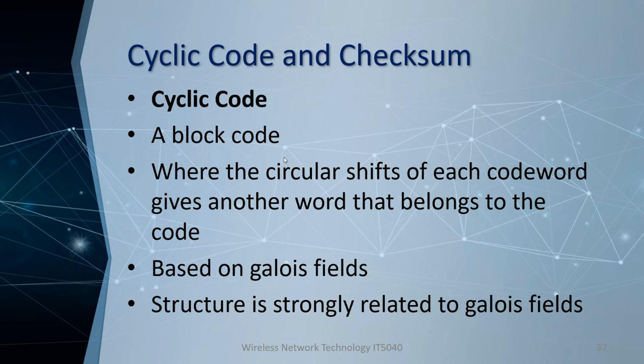Then I'm going to talk about cyclic code and checksum. Cyclic code. In coding theory, a cyclic code is a block code where the circular shifts of each code word give another word that belongs to the code. There are error correcting codes that have algebraic properties that are convenient for efficient error detection and correction. These cyclic codes have some additional structural constraint on the codes. They are based on Galois fields, and because of their structural properties, they are very useful for error controls.